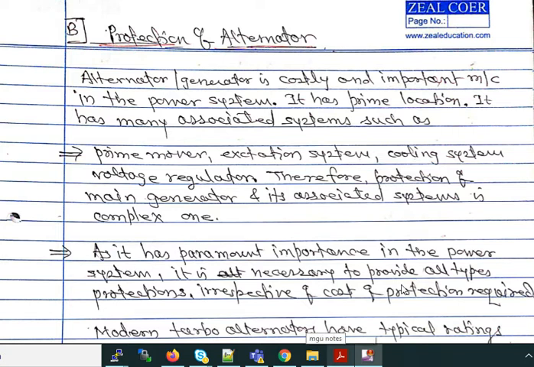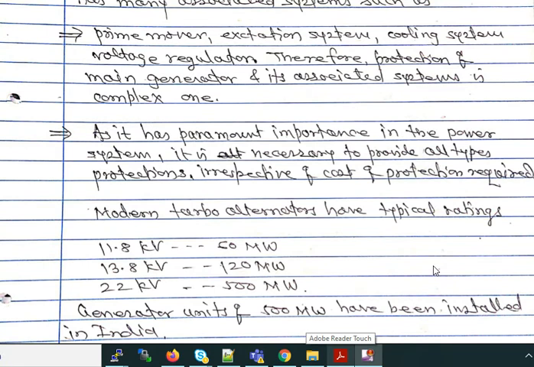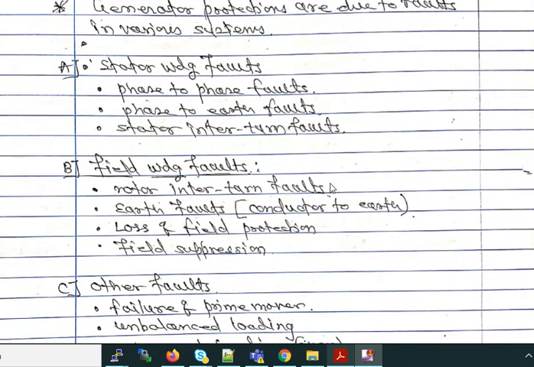As it has a paramount importance in the power system, it is necessary to provide all types of protections irrespective of the cost of protection required. Now, generally, the generator protections are broadly divided into stator winding protection, field winding protection, and protection for other associated systems such as prime mover, mechanical systems, thermal systems, etc. Now the generator protections are because of various faults, and let us see what are the various faults occurring on the generator.